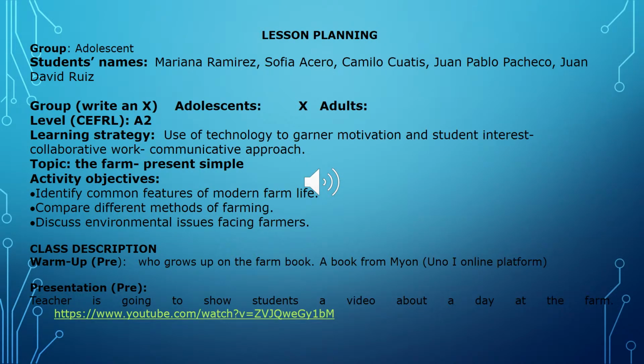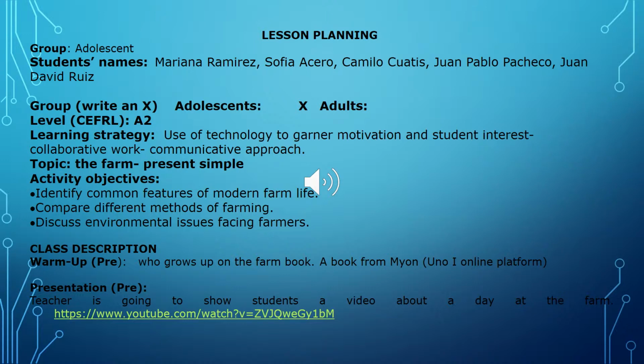So as I told you before, this lesson plan was created for adolescents. The level is 8.2 and the learning strategy is the use of technology in order to garner motivation and student interest. Also, we are going to work in a collaborative way and communicative approach. The topic is the farm and the grammar that we are going to learn is the present simple. The activity objectives are identify common features of modern farm life, compare different methods of farming, and discuss environmental issues facing farmers.